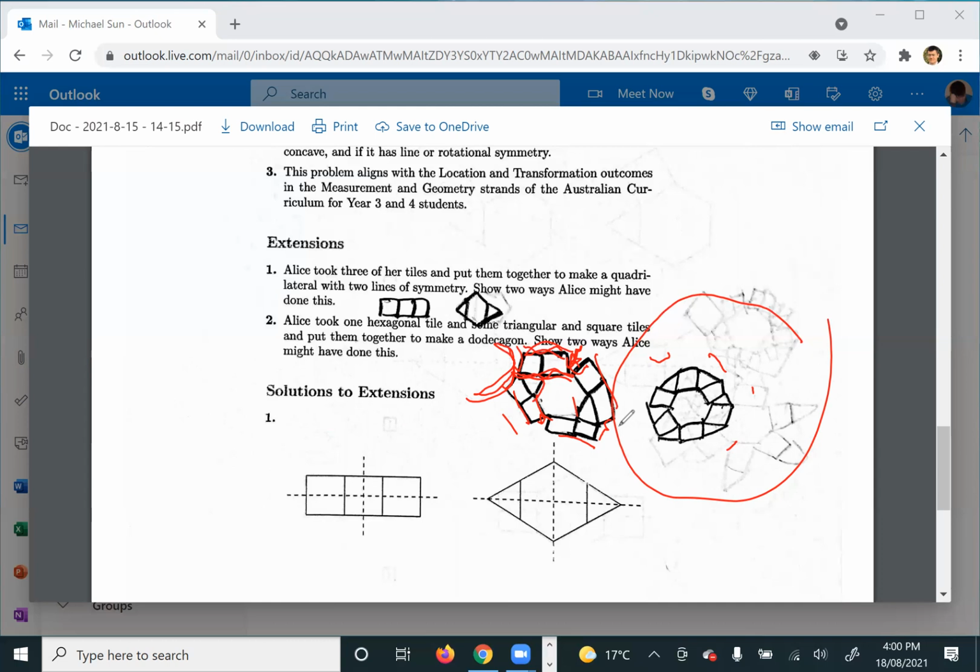Oh, don't use a pencil. I have a pencil to make it easy. Okay.